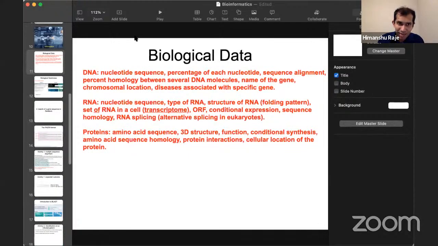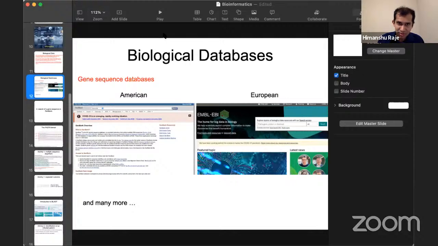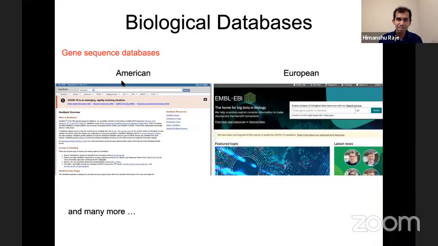Okay, so now I think it's time for me to introduce you to two common biological databases that house gene sequences. One of them originated in America. The other one tells us essentially the same thing, but it originated in Europe. The American one is NCBI GenBank, National Center for Biotechnology Information, and the European one is EMBL-Bank. These two databases house gene sequences. Of course, there are protein sequences that are housed by these two databases.